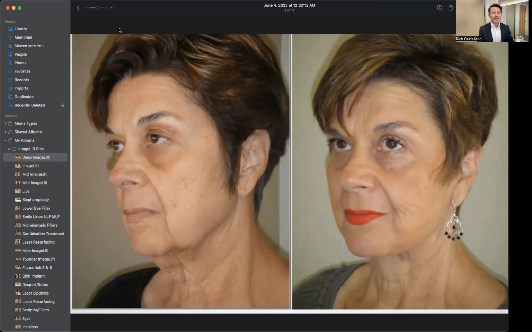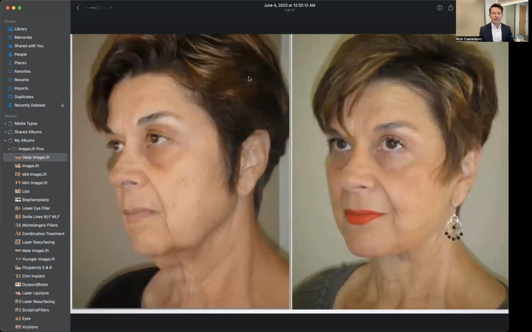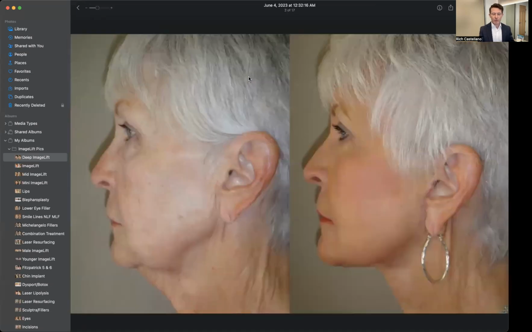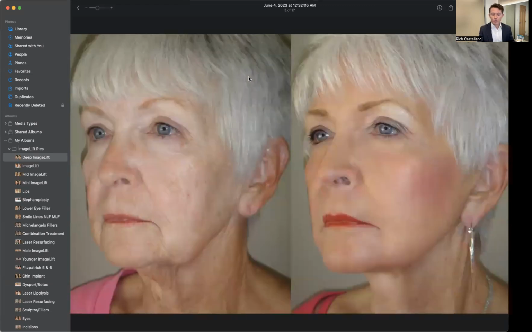So this is the Deep ImageLift. Now, when I do the Deep ImageLift, you can see there's more tissue in the neck and we can get a better result. So the Deep ImageLift enters the deep plane. It is not a traditional deep plane lift. This patient had lift and laser and looks very natural, of course, never goes too far. This is all done under local anesthesia.